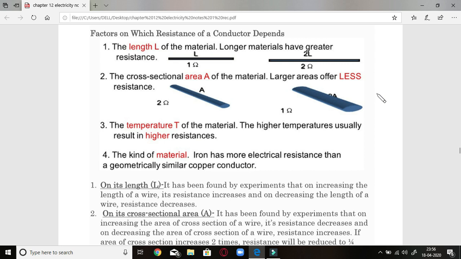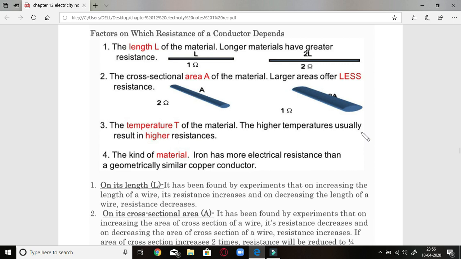Okay, and if we want to flow a larger current, which is the opposite quantity to that of resistance, we need a thick wire as well as a shorter wire for the larger amount of current to flow through the circuit. Now the third factor on which resistance depends is the temperature. Higher the temperature, larger will be the resistance.